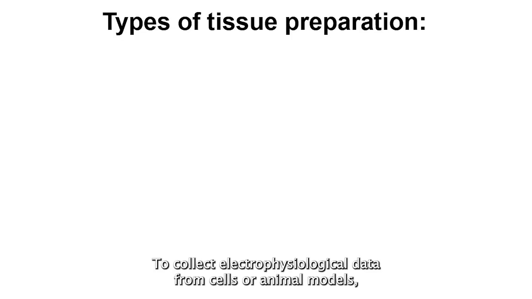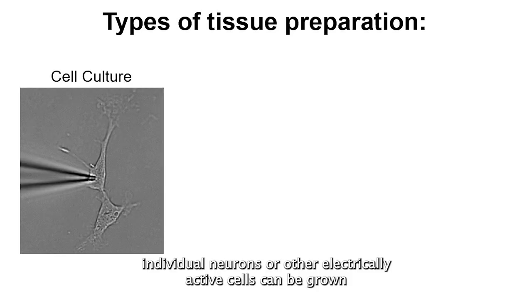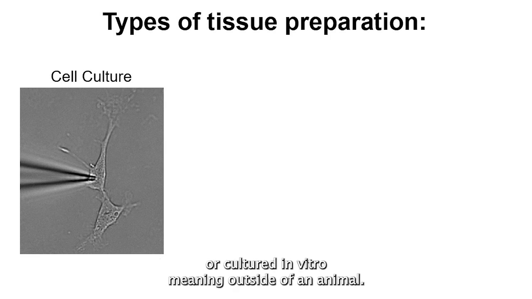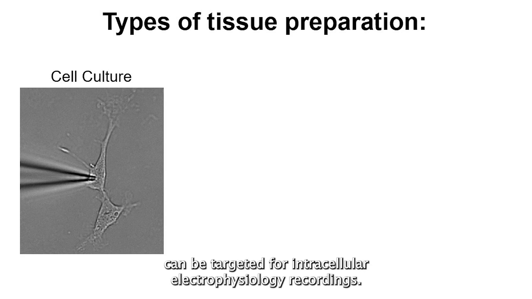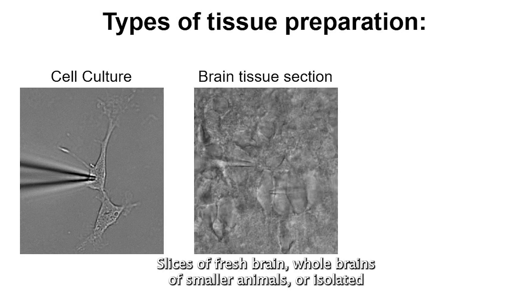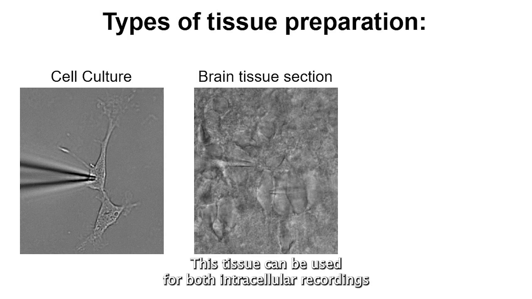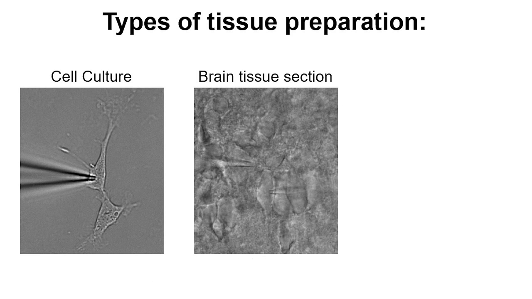To collect electrophysiological data from cells or animal models, researchers make use of three different types of tissue preparations. Individual neurons or other electrically active cells can be grown or cultured in vitro, meaning outside of an animal. These individual cells can be targeted for intracellular electrophysiology recordings. Slices of fresh brain, whole brains of smaller animals, or isolated spinal cords, nerves, or nervous systems can be used for electrophysiology. This tissue can be used for both intracellular recordings from individual neurons and extracellular recordings from groups of neurons that communicate with each other.